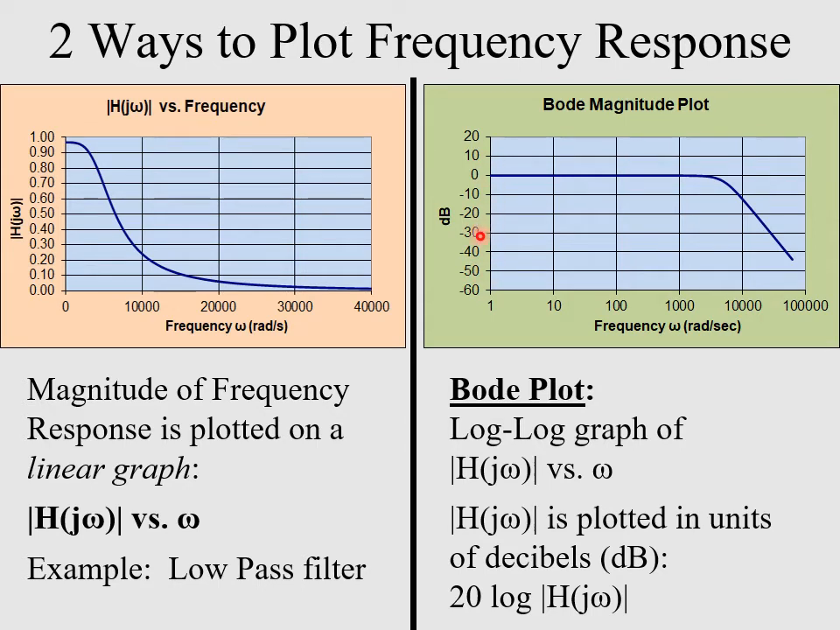And so we're plotting decibels here, and you can see the frequency is plotted on the horizontal axis, but it's plotted on a log scale. So you can see the frequencies here in radians per second that go by decades, orders of 10. So we have 1 radian per second, 10, 100, 1,000, 10,000, and 1 million.